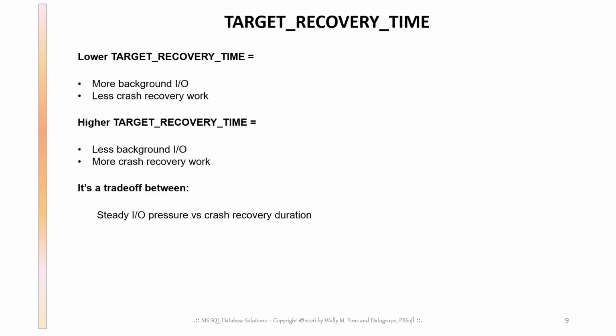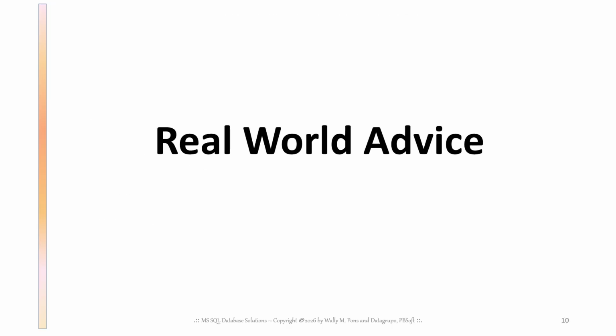As a key DBA principle, we need to be aware of the following. Lower target recovery time equals more background I/O and less crash recovery work. Higher target recovery time equals less background I/O and more crash recovery work. It's a trade-off between steady I/O pressure and crash recovery duration.